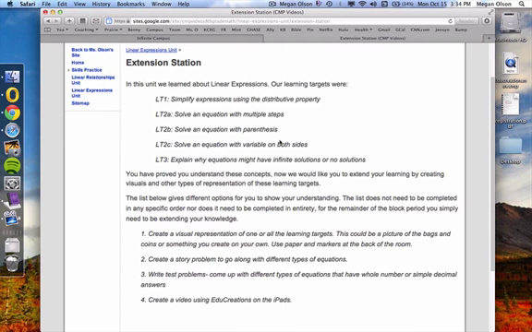All right, you are now at the extension station. And for those of you that don't like to read, I'm going to take you through this body of text that we have up here for the extension station.